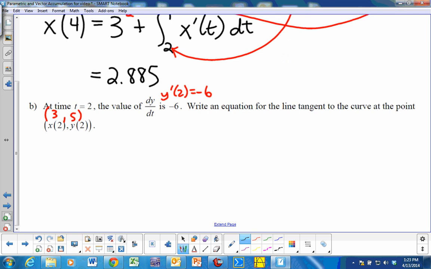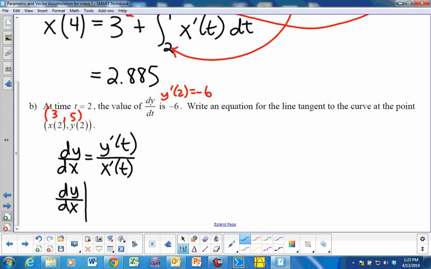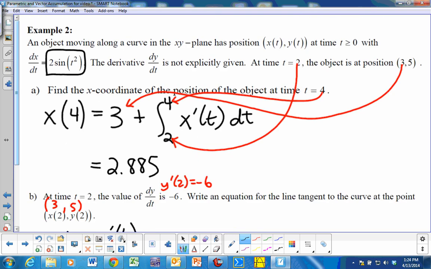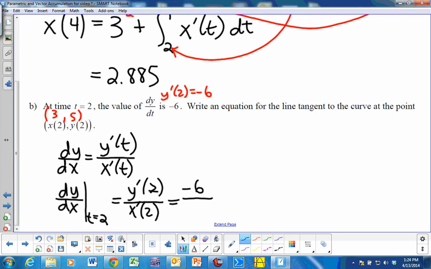So we just have to find dy/dx, but we know parts of what we need. Okay, so let's go ahead and find dy/dx here. So we know that dy/dx is found by taking y'(t) divided by x'(t). What we really want to know is the value of dy/dx at t equals 2. So if we're evaluating it at 2, that's going to be y'(2) divided by x'(2). Well, y'(2) is very simple. It was given. It's -6. For x'(2), all we have to do is look at the original problem up here, and it says that dx/dt is 2 sine t squared. So dx/dt at 2 is 2 sine of 4. And that's going to be my slope.